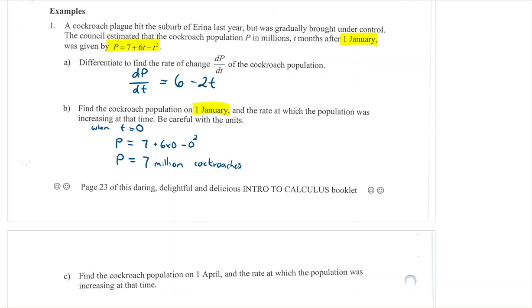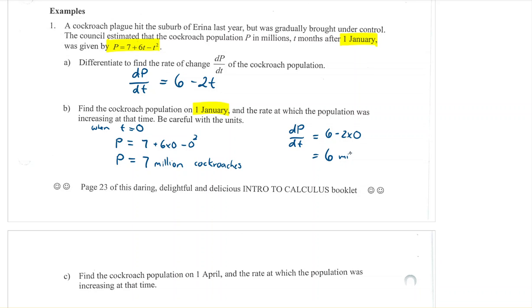Okay, now we also want to find the rate, which was dp over dt at the start. What is the rate of change of those cockroaches at the very start when time is equal to 0? We are subbing that into the equation that I found in A. So that's going to be 6 minus 2 times 0. 2 times 0 is nothing. So that is 6. What's the units?